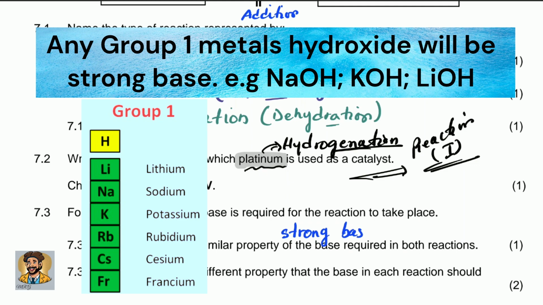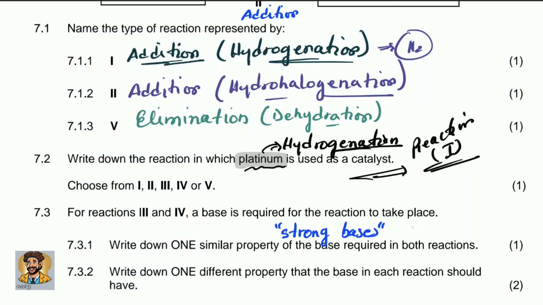Strong bases. In grade 11, you already mentioned strong bases, for example NaOH, or LiOH, or KOH. Those are examples of strong bases. In other words, any group 1 element hydroxide will give you a strong base.